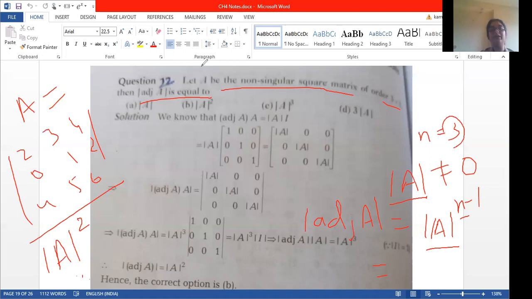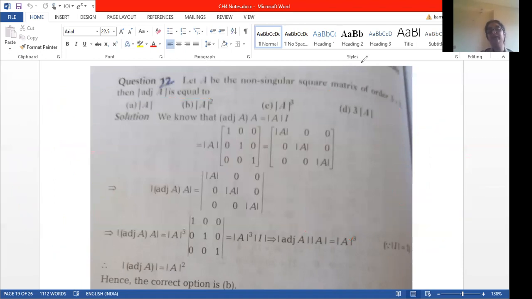One method is this, but here we are not having the value of the determinant, and we are not having the matrix in it. We just have to choose the answer from all these three options. Clear? So how can we do this?